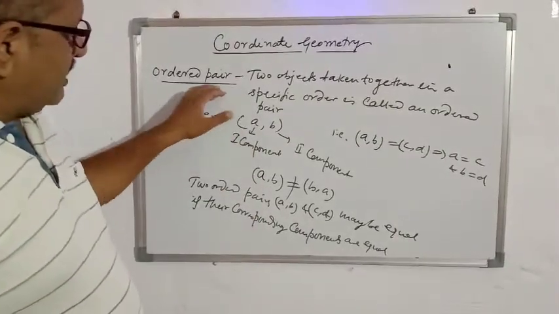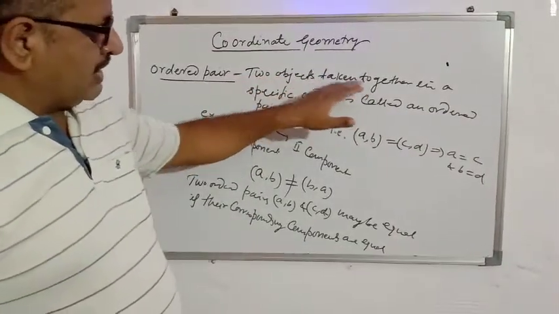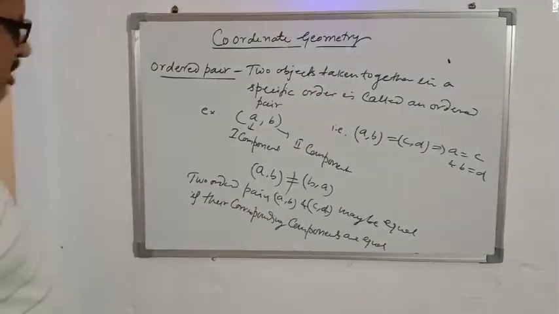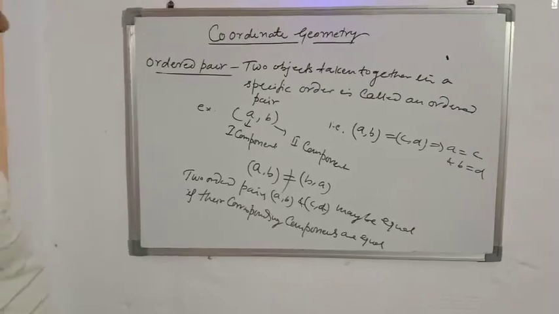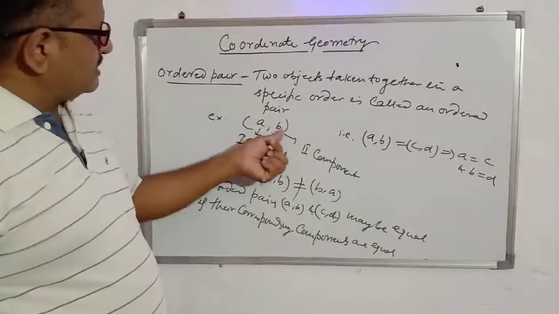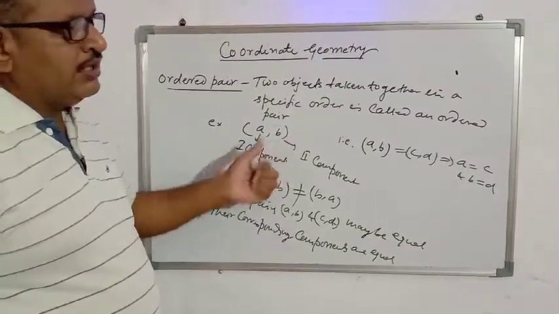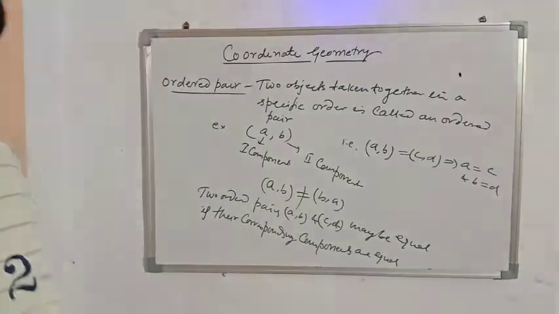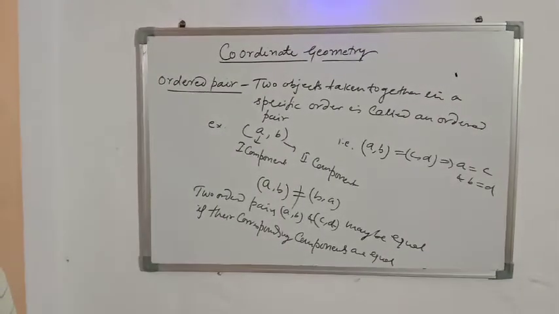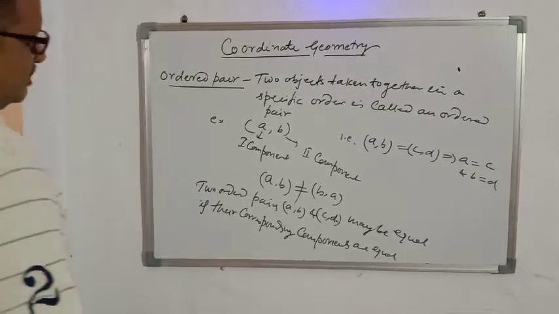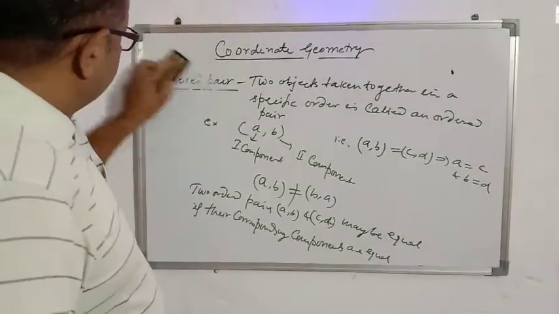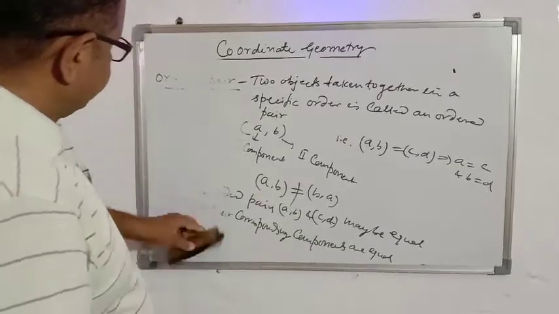So what is an ordered pair? Two objects taken together in a specific order. And how can we represent it? We can represent it with both the objects separated by comma in the small bracket. Next topic is coordinate system. So let us see the next point, coordinate system.